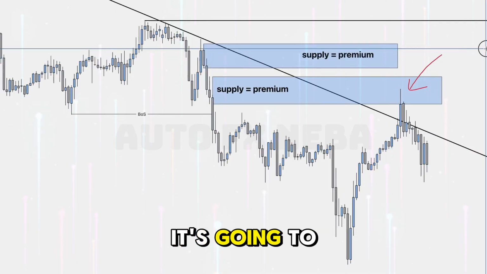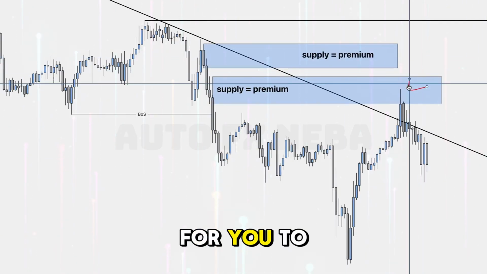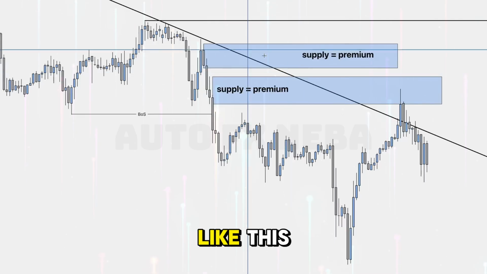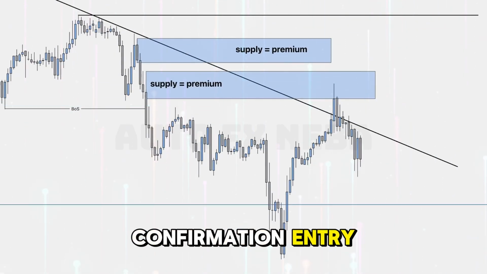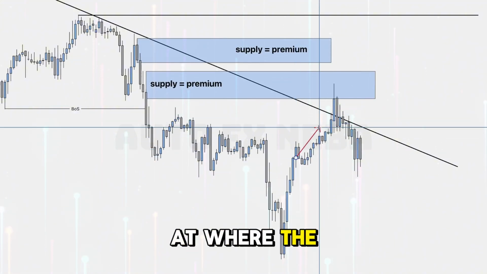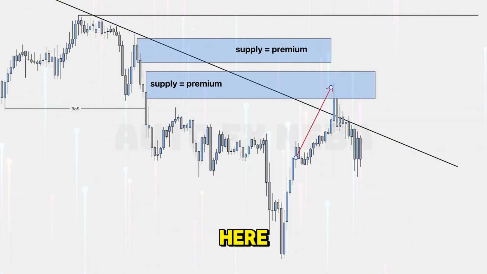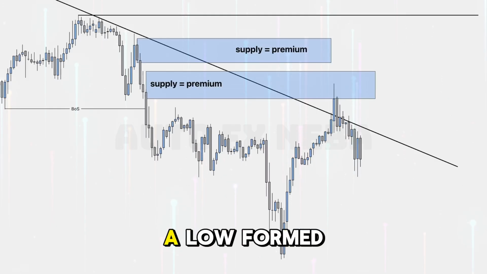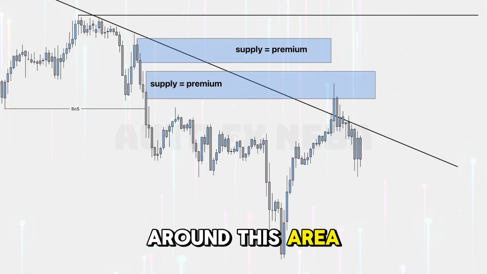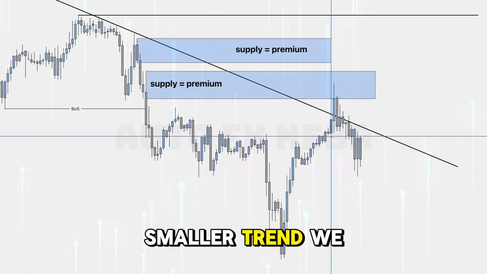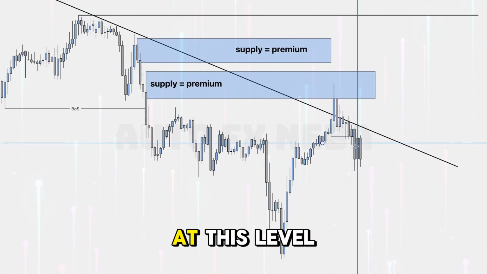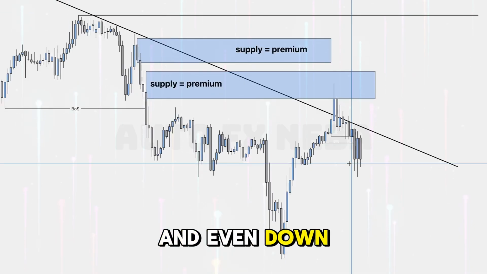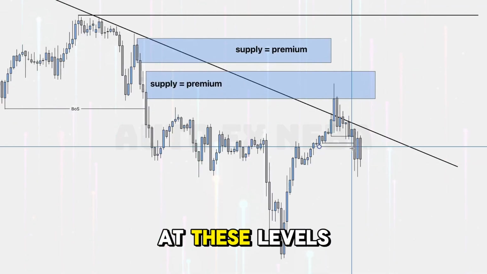Now, sometimes it's going to be a little bit trickier than that for you to find an opportunity in a trade like this. So what you can actually do is use what we call a confirmation entry. Now, if we take a look at where the price pushed into the new high here, we can see that we have a low formed around this area. So on a smaller trend, we have a low just here. We also have some previous lows in this trend at this level and even down towards some of these other lows at these levels too.